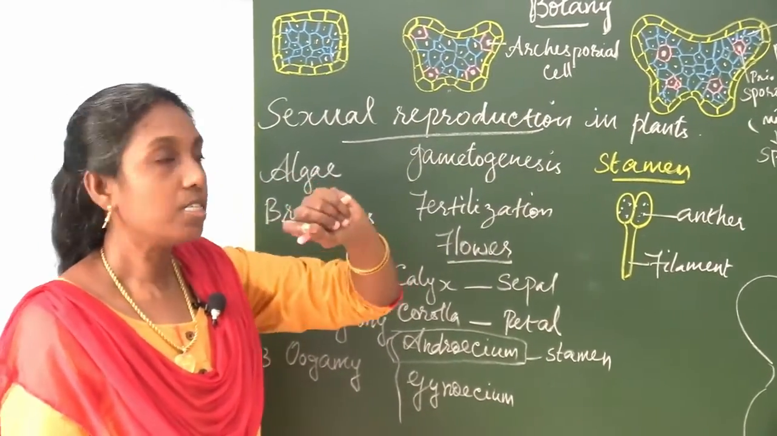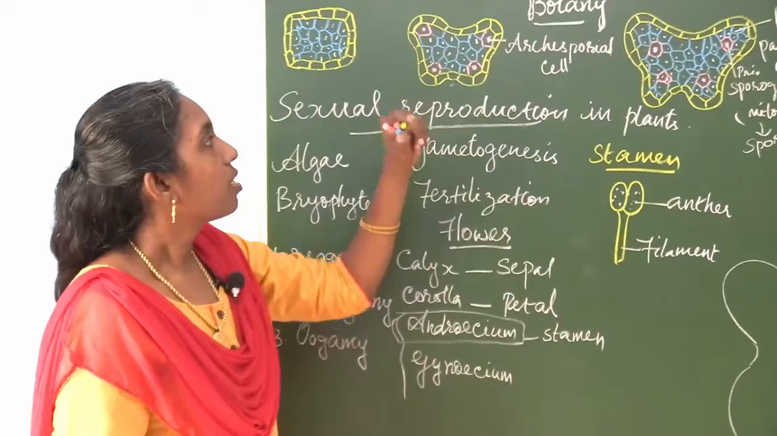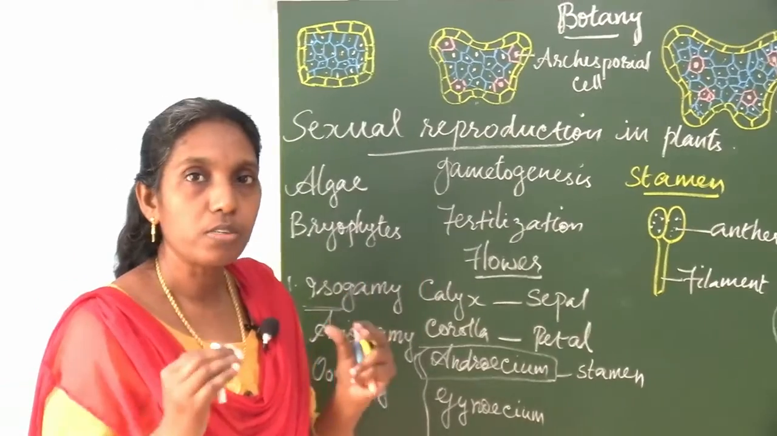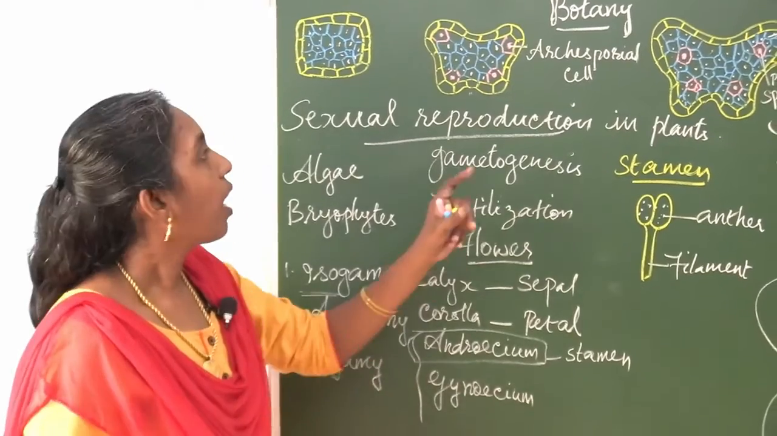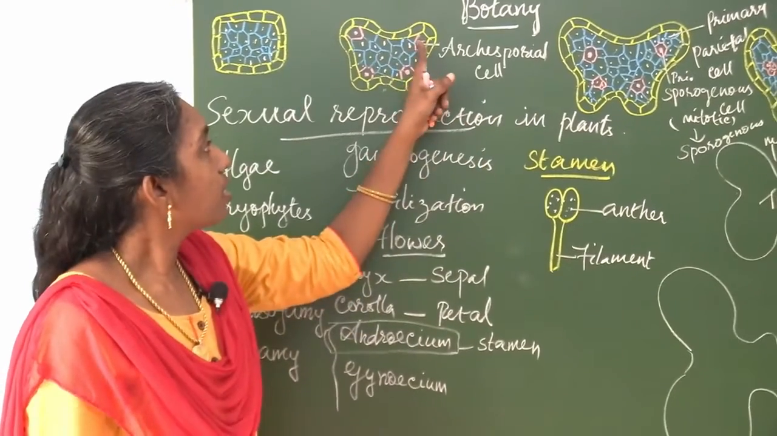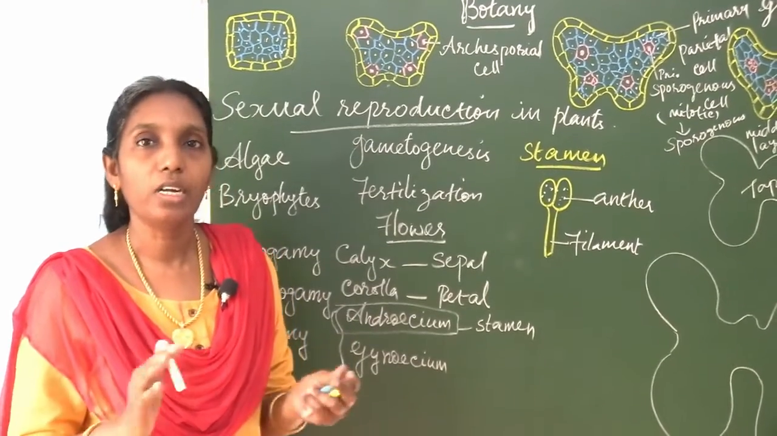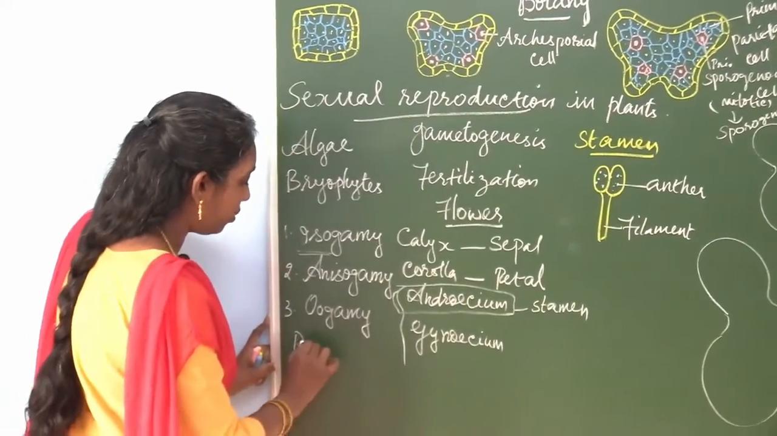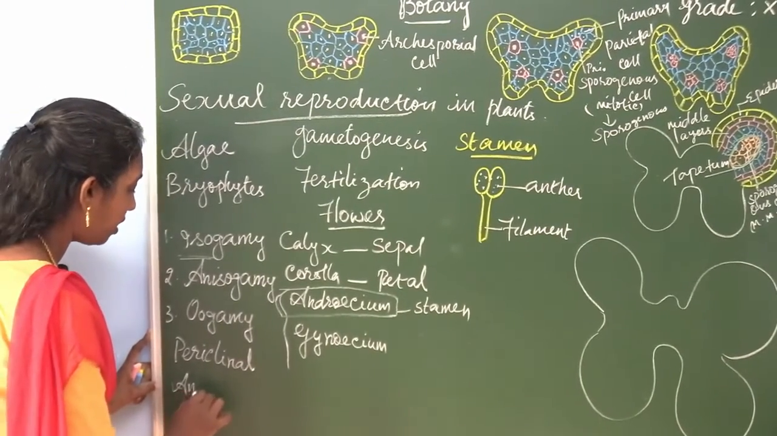So the first stage is the homogeneous mass of cells or tissue. Then from the hypodermal cells, a few cells enlarge with a conspicuous nucleus and become archesporial cells. These archesporial cells undergo divisions. Mainly there are two kinds of division: periclinal division and anticlinal division.